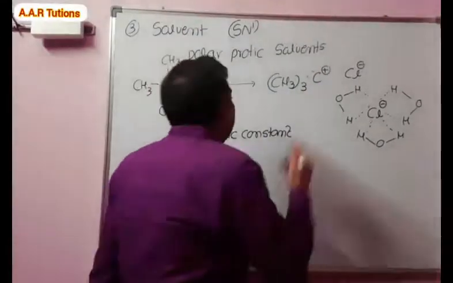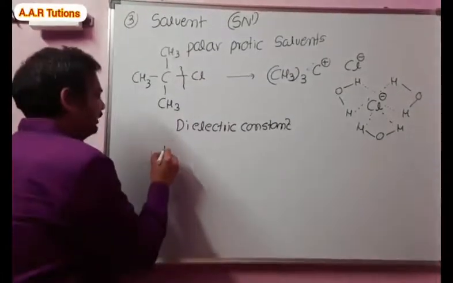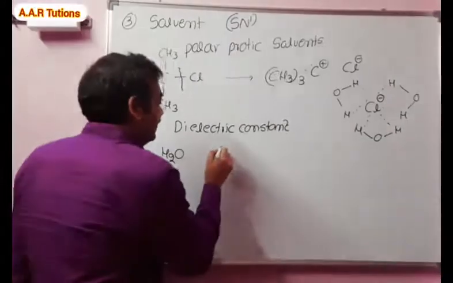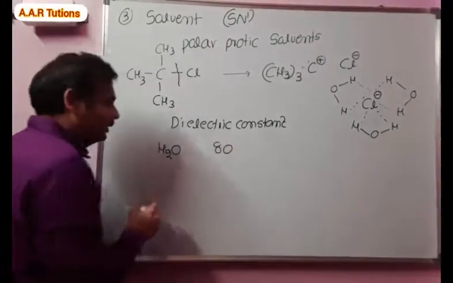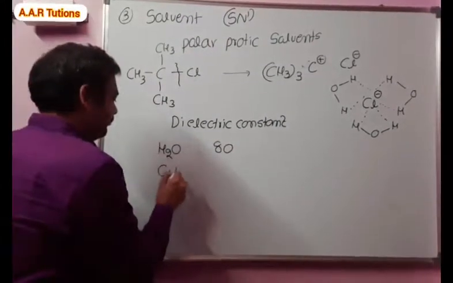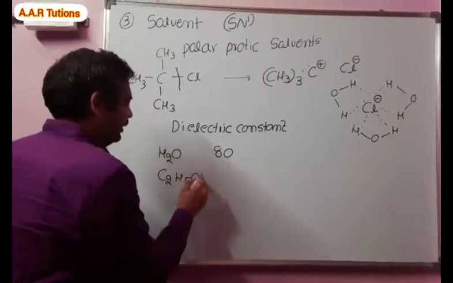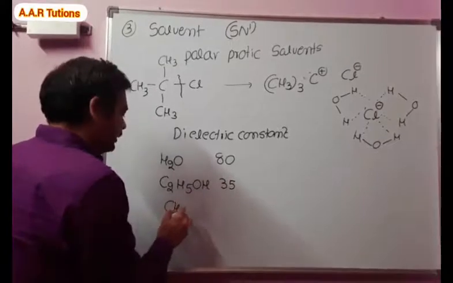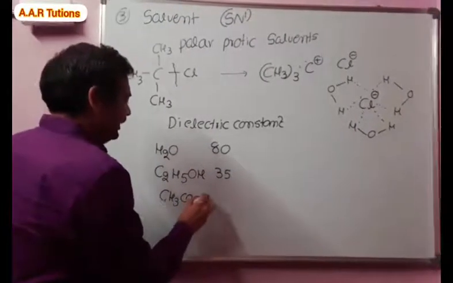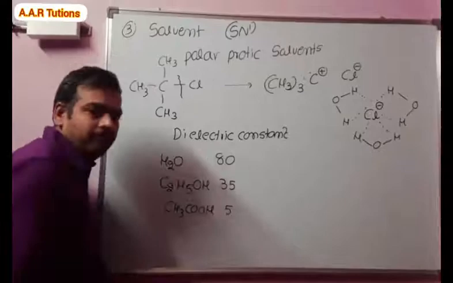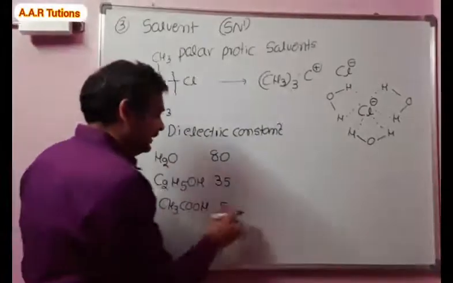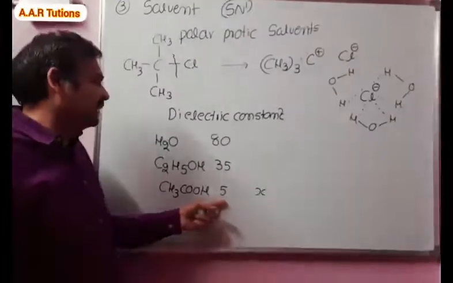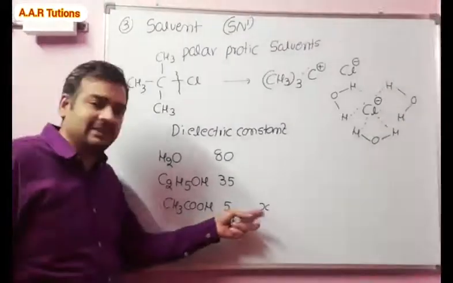Now see, for example, if you take water, its dielectric constant is 80. If you take ethyl alcohol, its dielectric constant is around 35. If you take CH3COOH, acetic acid, its dielectric constant is around 5. Let us assume the rate of reaction in acetic acid is X, since its dielectric constant is lesser.